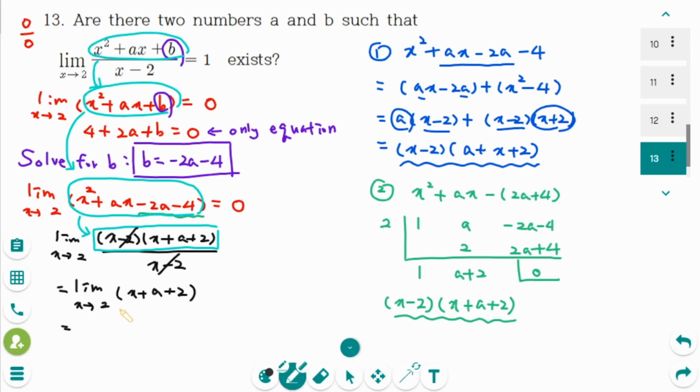So put 2 into x. 2 plus a plus 2, which is 4 plus a. It's the same as the right hand side, so 1. So therefore a equals minus 3.